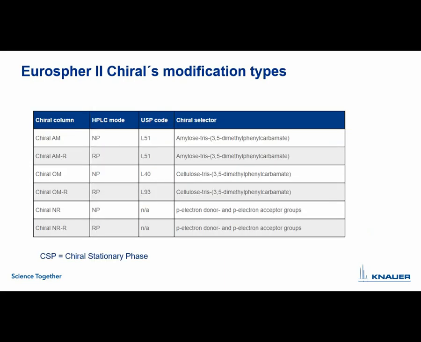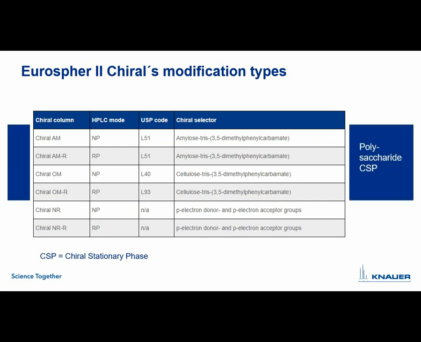We have different types of chiral columns. And this is just a little overview of our USphere2 chiral modification types. They can be divided into two different groups. There are the polysaccharide-based chiral stationary phases, and there are also some immobilized brush-type phases. I just want to go shortly through that and explain what it means and what the difference between these phases is, and maybe when you can use which phase.